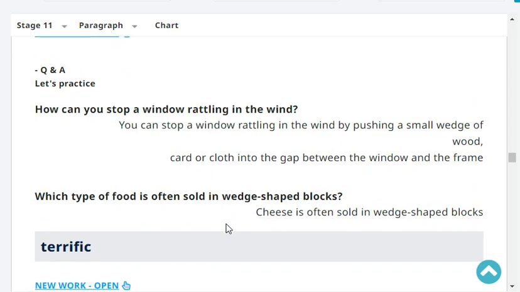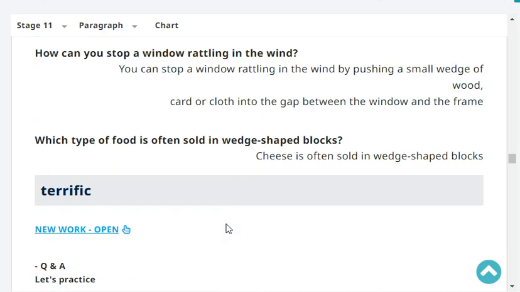How can you stop a window rattling in the wind? You can stop a window rattling in the wind by pushing a small wedge of wood, card, or cloth into the gap between the window and the frame. Which type of food is often sold in wedge-shaped blocks?